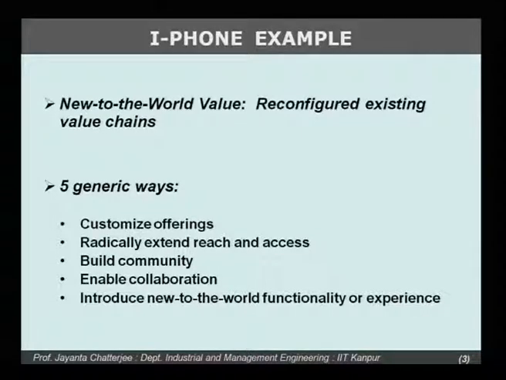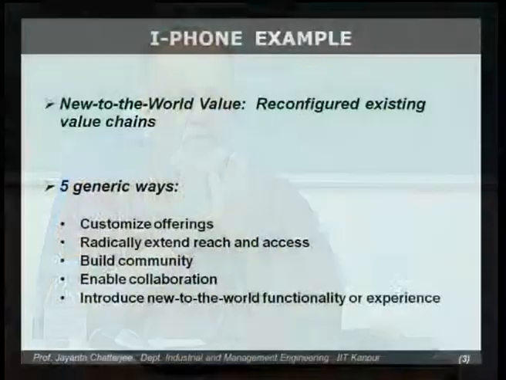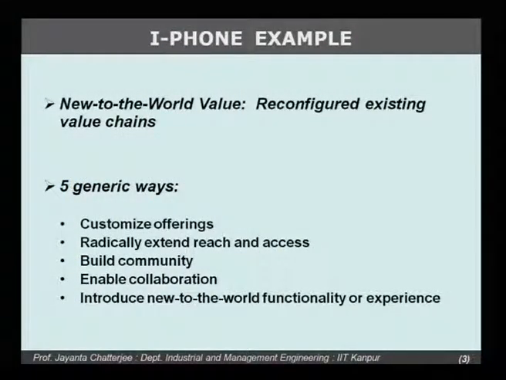So, taking the iPhone example, which created a unique bundle of values, created a phenomenally winning combination. To create such a winning combination, understanding from them, we can identify these 5 generic ways. One is the customization of the offering. In this case, elimination of the keyboard in the iPhone, creating the keyboard on the touch screen itself, radically expanding the reach and the access. Many new categories of users came up around the iPhone, primarily people who were interested in mobile games or mobile entertainment as opposed to mobile communication.